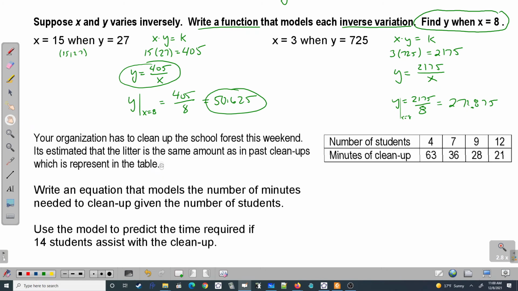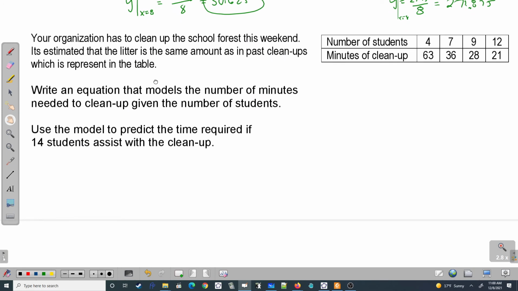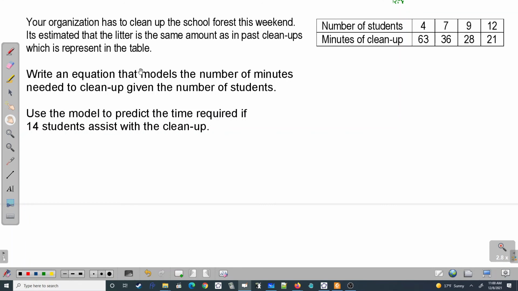Here we go. This is it. My last example, and then we're done. So in this particular example, I have an organization that's taken on our school forest out there. It's estimated that the litter is the same amount as in past cleanups, so he's trying to figure out how many people we can get to volunteer. In the past, he's seen that he had 4 students, and it took roughly 63 minutes to get that cleaned up. 7 students took 36 minutes, 9 took 28, and 12 took 21. You know what I'm saying here? As the number of students increases, the time it takes to do the job decreases. This sure sounds like an inverse proportional situation.